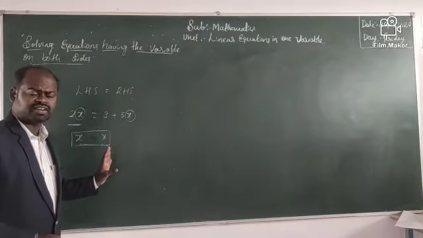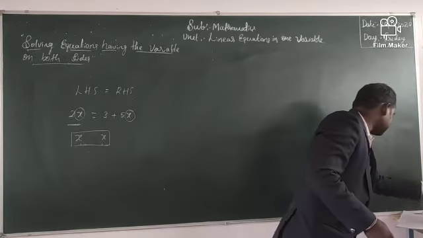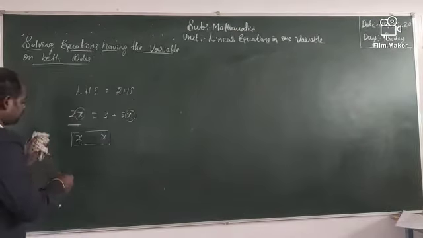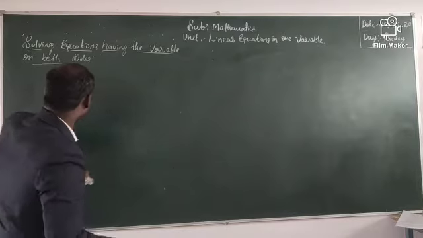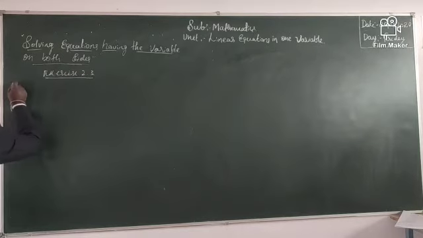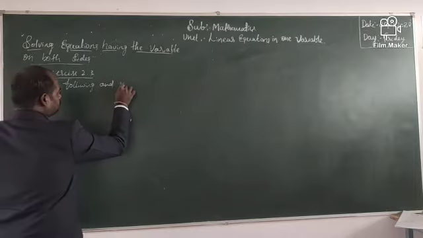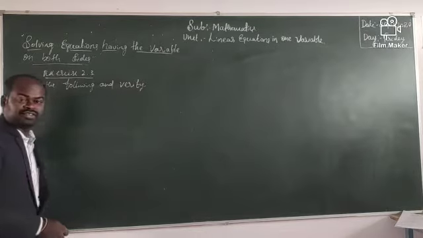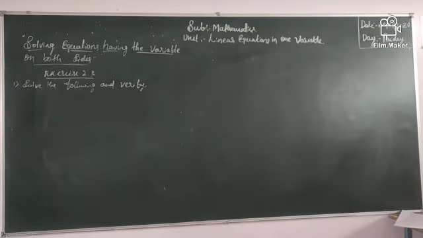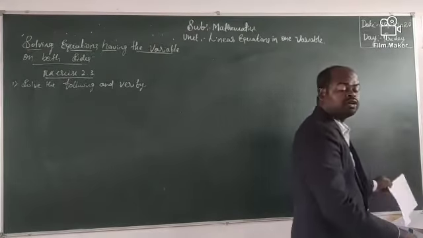Do you understand? Then we have to solve some examples on this exercise. That is exercise number 2.3. Exercise 2.3, first one. Solve the following and verify. Verify means we have to prove whether the right hand side is equal to the left hand side. We have to show those two are equal.